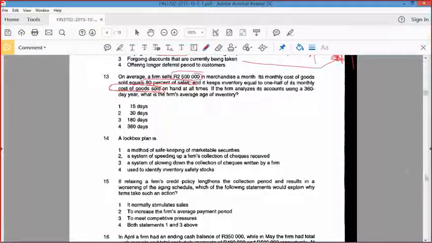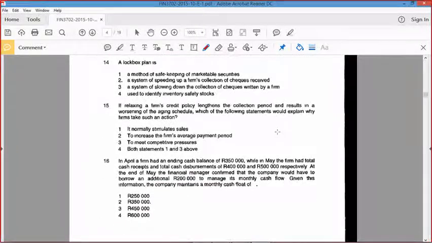Right, let's look at question 14. Okay, 14 is very specific theory. They talked about a lock box plan, okay, and then 15 is talking about the credit policy again. Alright, so these two are theory questions. Okay, lock box plan comes straight from the glossary of the textbook. It might be worthwhile just to briefly read through all of those definitions before you actually write the exam, because sometimes these very specific concepts come up, and you might have to choose one of these options.